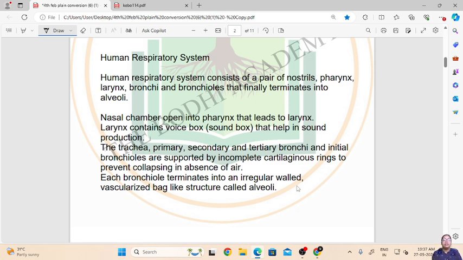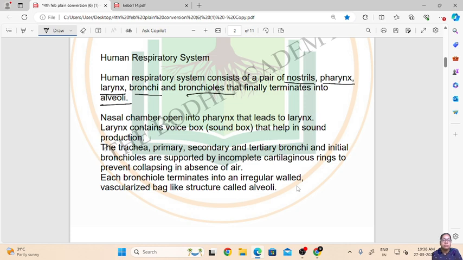This happens in the human respiratory system. So let us see what is the structure of the human respiratory system. The human respiratory system consists of a pair of nostrils, then pharynx, larynx, trachea, bronchi, bronchioles, that finally terminate into the alveoli. So these are the parts of the human respiratory system.